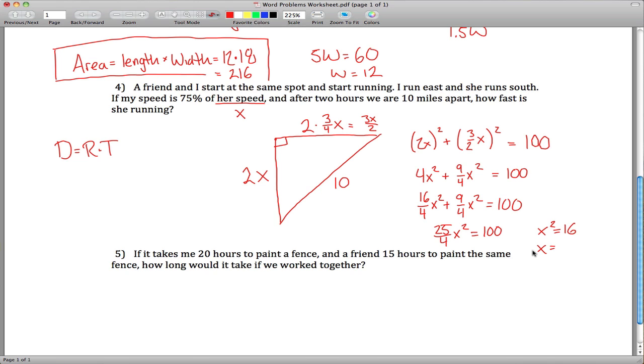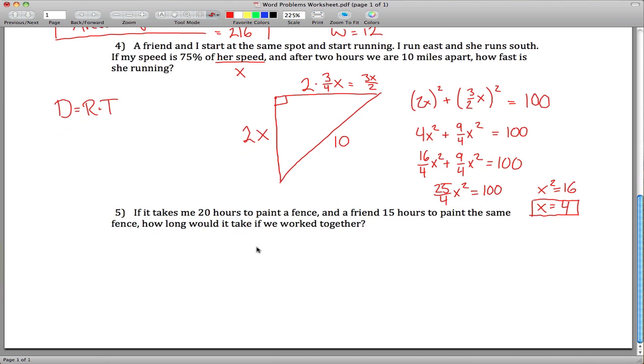So finally, if we take the square root of both sides, we get x equals plus or minus 4. But we don't want it to be minus 4 because we're talking about speed here, right? We wouldn't want to say she's running negative 4 miles per hour. So we'll just take the positive answer here. And how fast is she running? She's running 4 miles per hour.